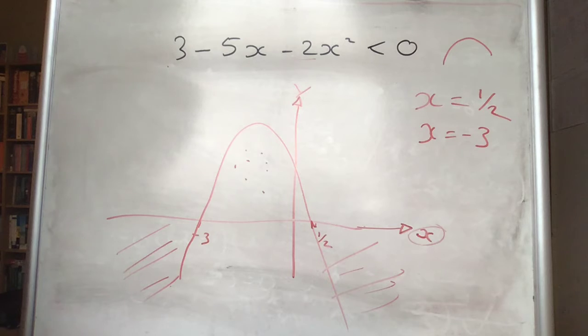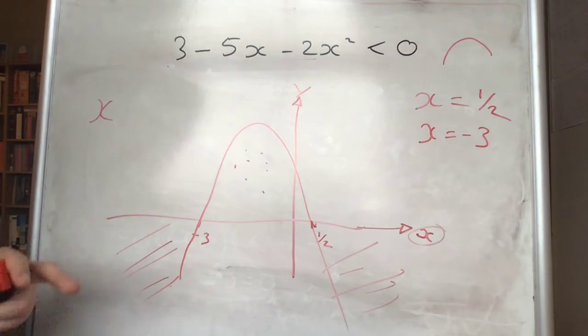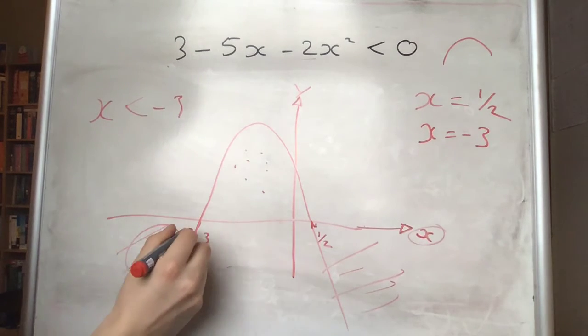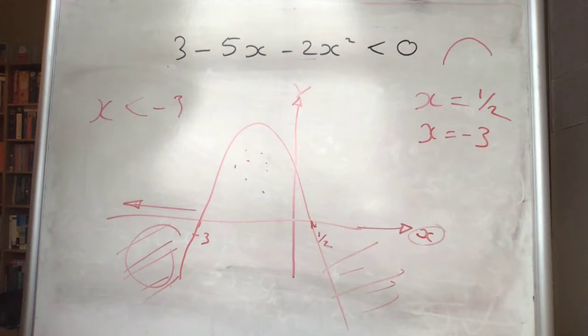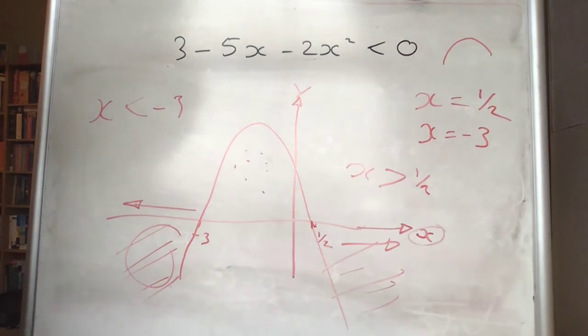So the required set of values would then therefore be x is less than -3, because obviously we're in this region here, we're moving that way, and x is greater than a half, okay, like such. And they would be our set of values for which 3 minus 5x minus 2x squared is less than 0, okay. Let's have a look at a second example.